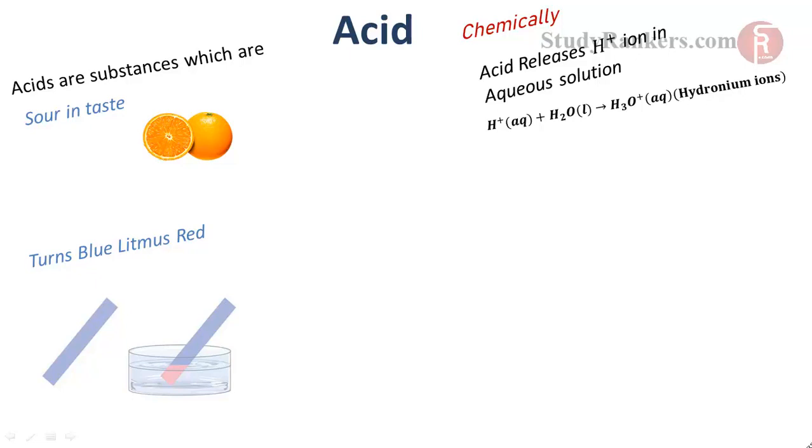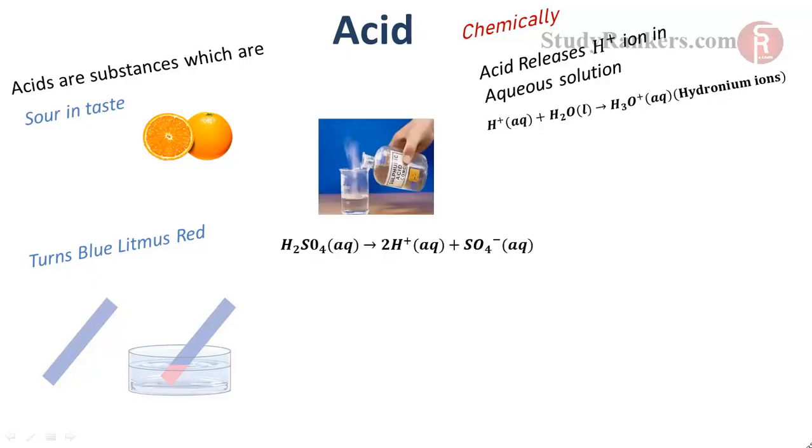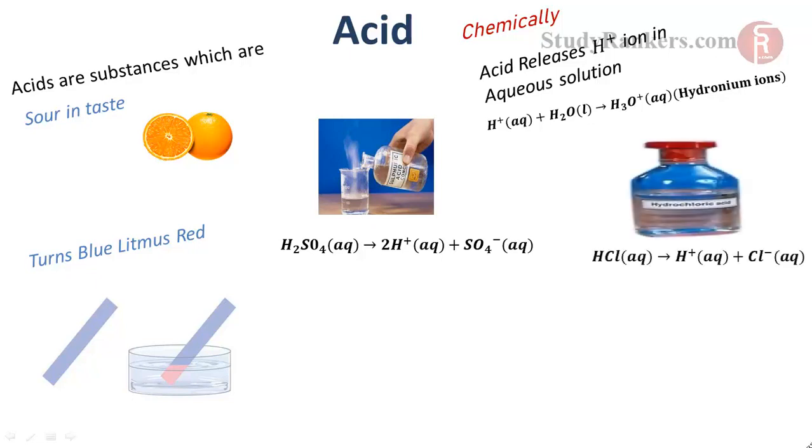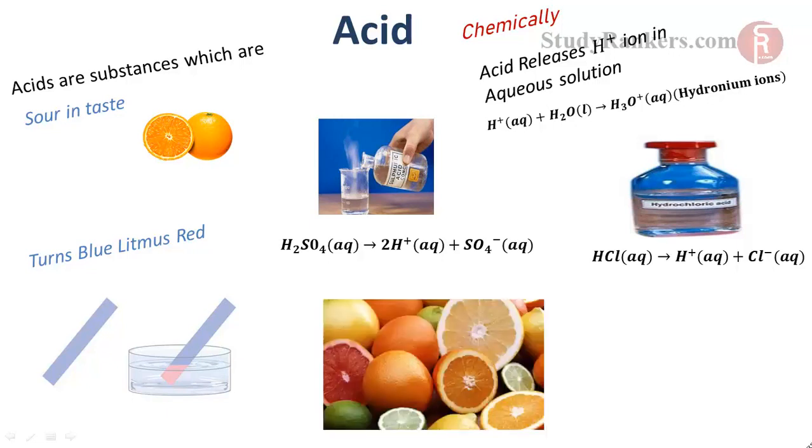Here, we have a few examples of acid. Here you can see sulfuric acid, H2SO4, which is an important chemical substance, dissociating into its ions in water. Similarly, hydrochloric acid, HCl, dissociates into H plus and Cl minus. This is the acid which we use as toilet cleaner. Acids are found in sour fruits like oranges, grapes, as well as in soft drinks.